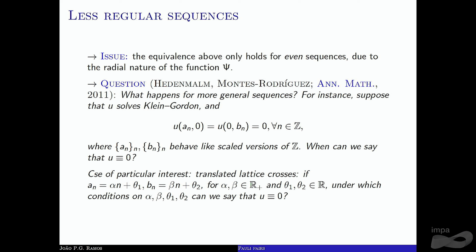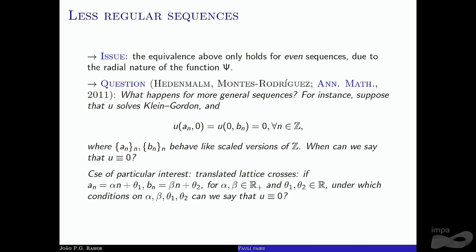So what can we do? And that was exactly what Hedenmalm and Montes-Rodríguez, in their celebrated paper, asked. So what they asked was, well, what if we let a_n and b_n fluctuate a bit, right? So if we let them fluctuate a bit along this lattice cross, can we still recover some sort of result?